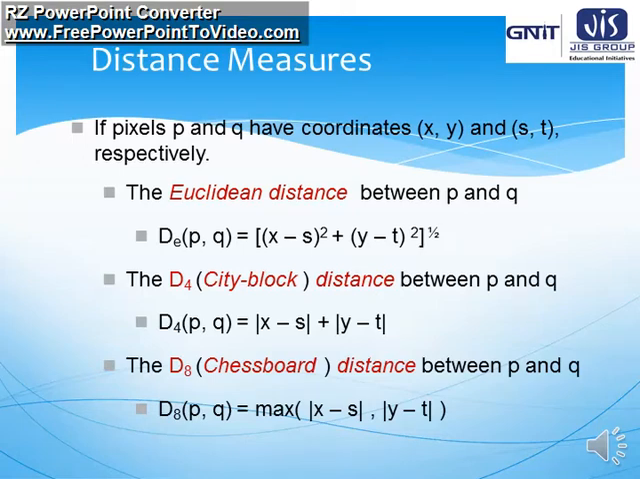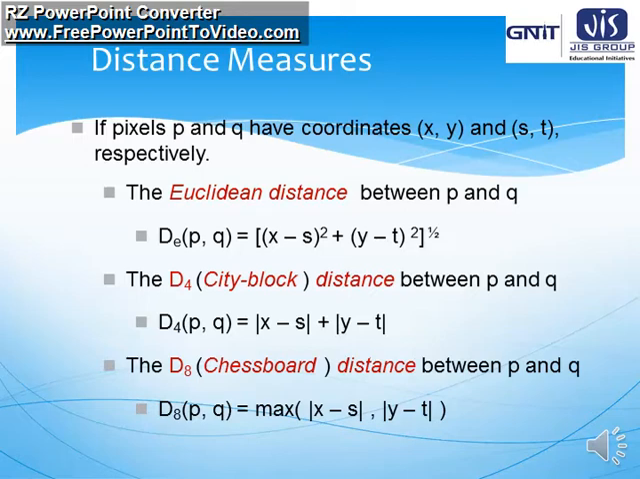Now if we want to measure the distance between two pixels, we can do that. In that case, there are 3 types of distance measurements. One is D4 distance, another is D8 distance, and the last one is Euclidean distance. D4 distance is also known as city block distance. D8 distance is also known as chessboard distance. The formulas are given here.